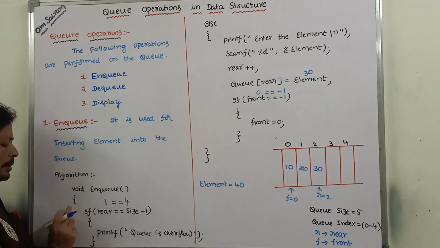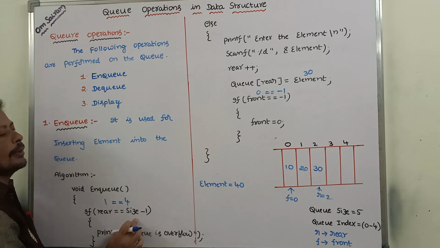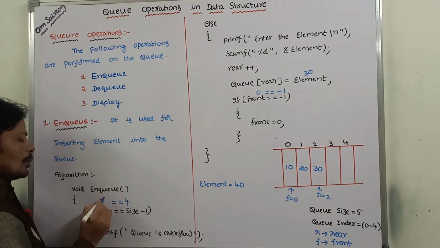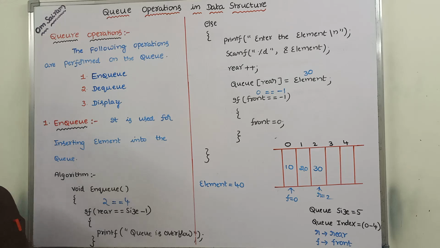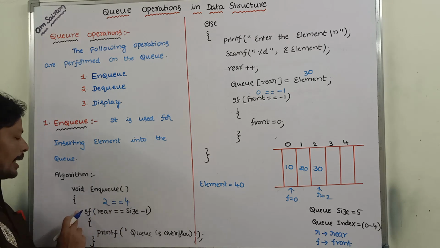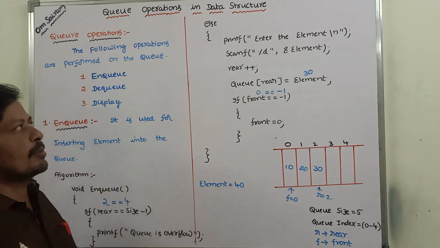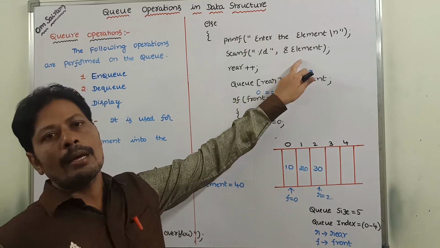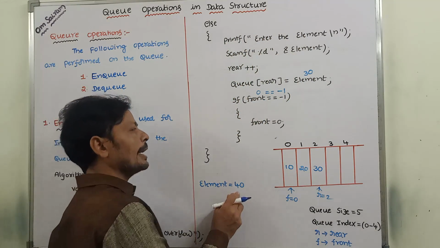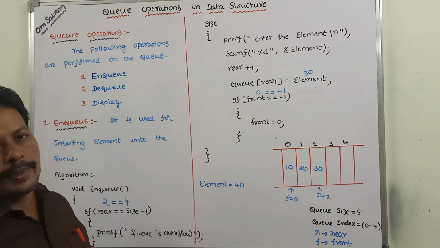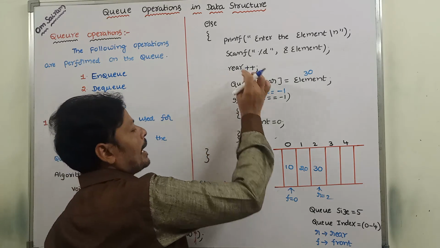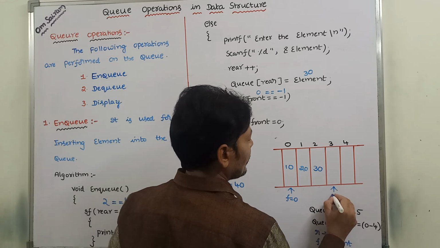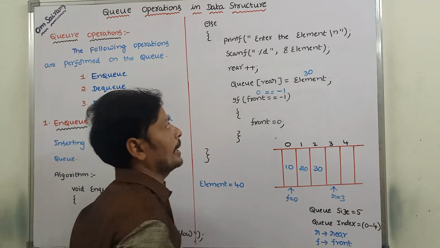Void enqueue. Next one, if rear equal to size minus 1. What is the rear value now? 2. 2 equal to 4. Condition false. Then control goes to the else block. Printf, enter the element, scanf percentage d ampersand element. Element 40 can be read from the keyboard by using the scanf function. Rear plus plus. Now the rear value is incremented. Now the rear value is 3.